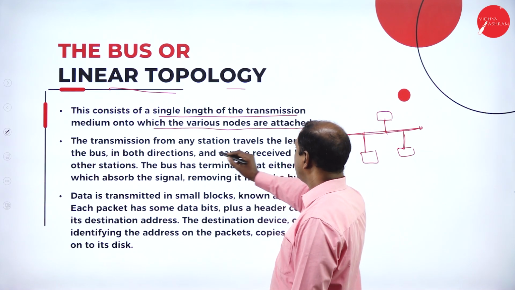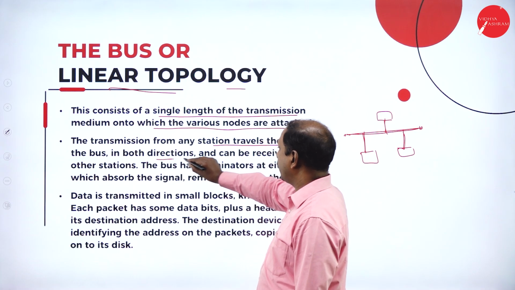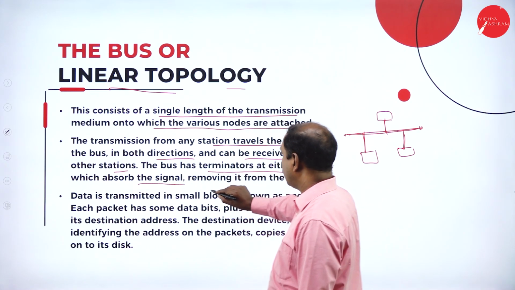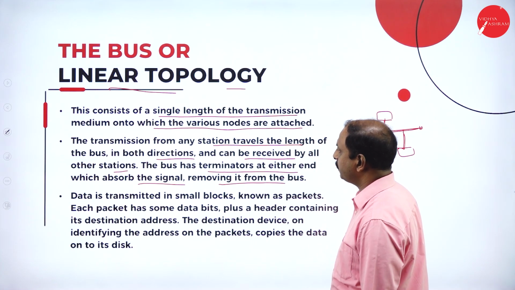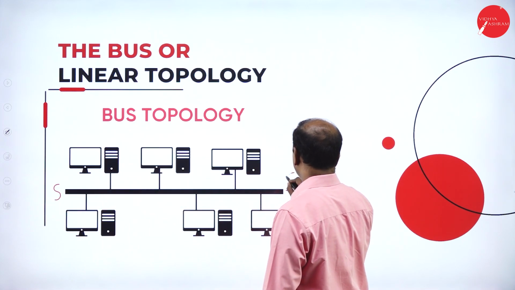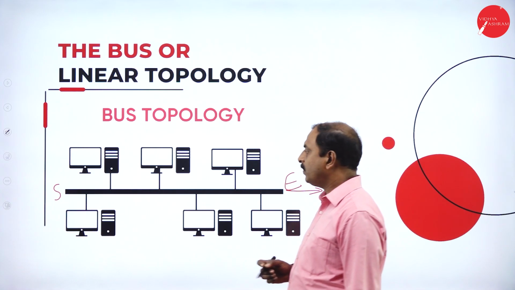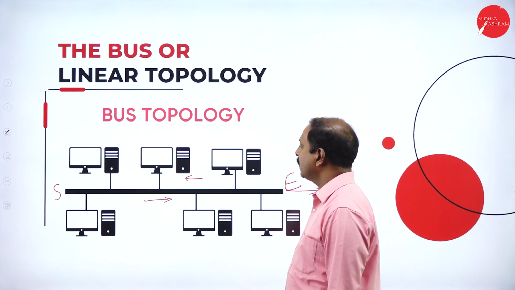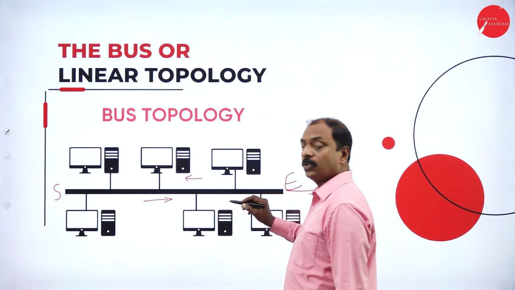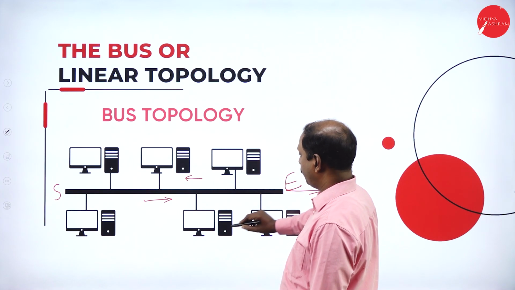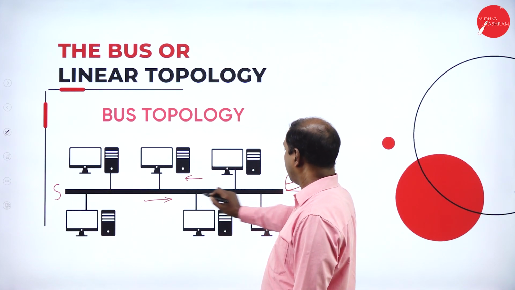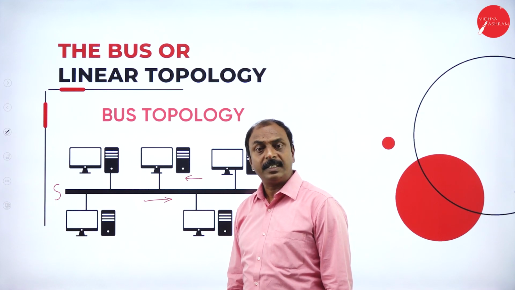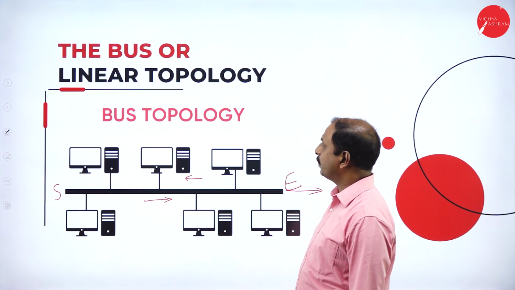Now in this, the transmission from any station travels the length of the bus in both directions and can be received by all the other stations. The bus has terminators at either end which absorb the signal, removing it from the bus. So how does the data transmission take place here? From the starting point to the end of your network's main cable, the data is transmitted in both directions across the network. Data which is addressed to any of the computers will be absorbed by that computer. And if any data or packets are not absorbed by any of the computers in the bus topology, those data or signals will be removed from the network. So this is how the bus topology functions.